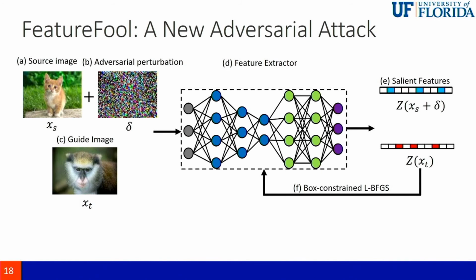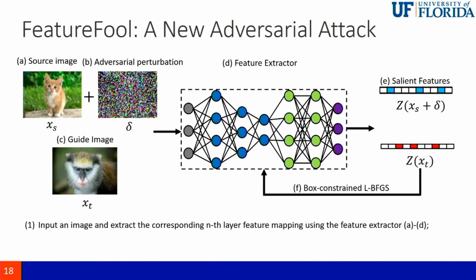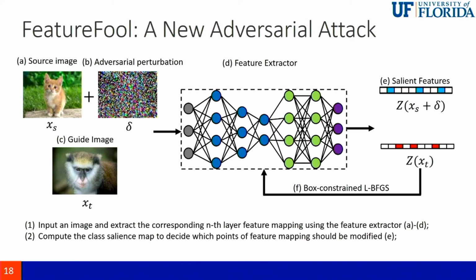A visualized process is shown here. Step one is that we get the source image and the guide image, and we have the adversarial perturbation. So we extract the features, right? After we extract the features, we start to compute the class salience map, to decide what points we need to adjust in order to make the adversarial example, or the legitimate example, close to the boundary.